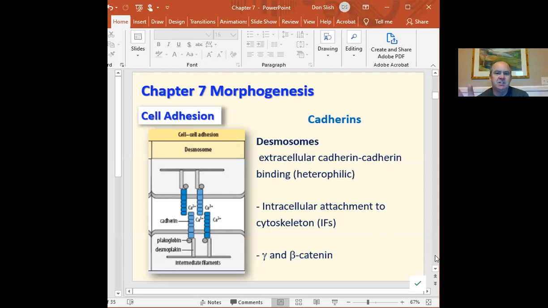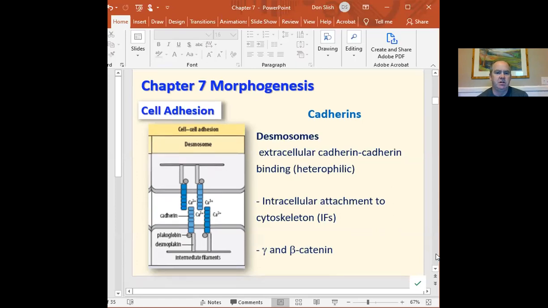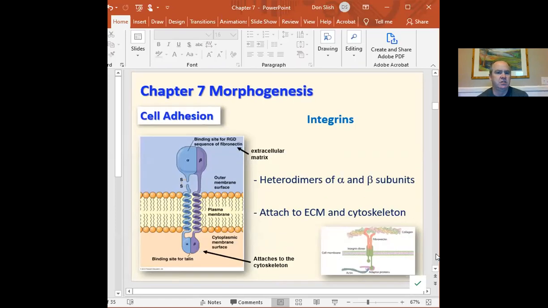But this isn't that important. It doesn't come up again, so I'm not going to put it on the test. Don't worry about desmosomes. You could write home and tell your mother you learned about it, but other than that, let's not be concerned. Okay, this is important, integrins.